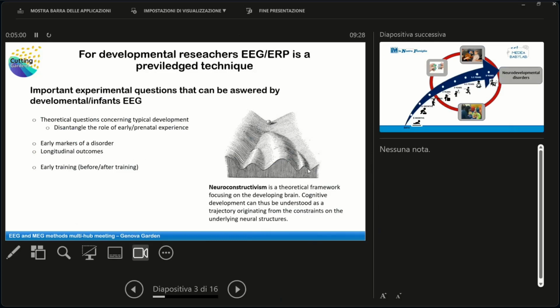And if the end point of this developmental trajectory is atypical, so if we have a neurodevelopmental disorder at the end of the trajectory, the only way to see where in development the problem started is to study the developmental trajectory, so to assess several time points.